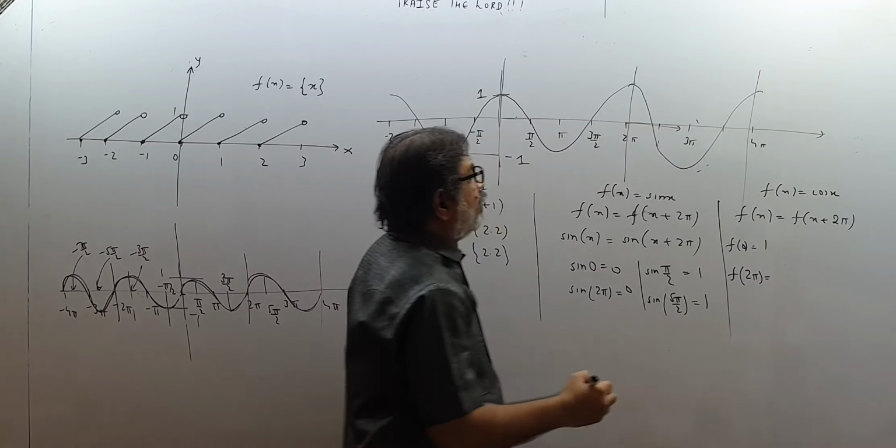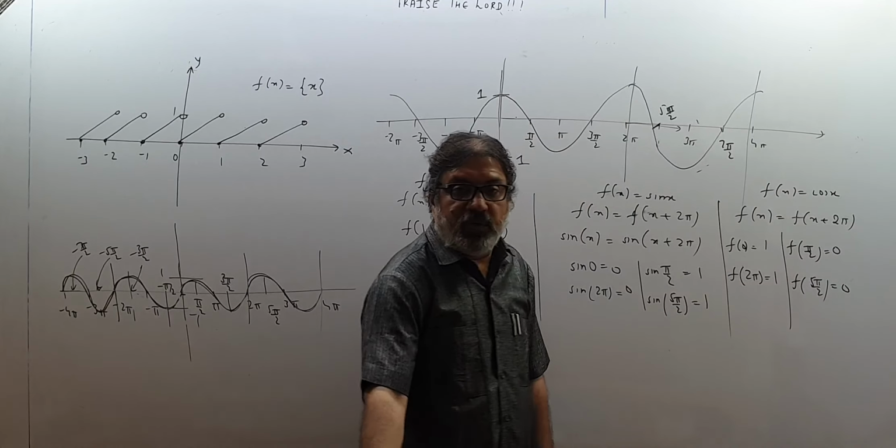Take x as pi by 2. f of pi by 2 is passing through the x-axis, so 0. Pi by 2 plus 2 pi will be 5 pi by 2. Where is 5 pi by 2? After 2 pi, this will be 5 pi by 2. Again passing through 0. So this is also 0. So this is 5 pi by 2, this is 7 pi by 2, all those things are there. So here also you can check that whatever value of x you take, 0, pi by 2, pi, 2 pi, 3 pi, whatever you want to take, they will come out to be equal.